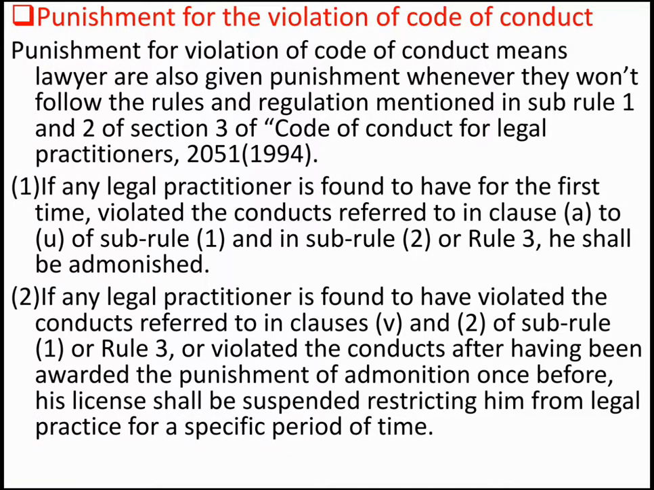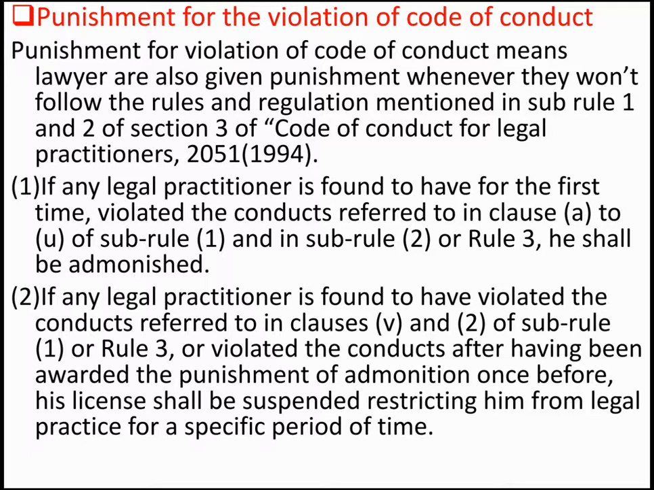Now, if they violate it, what is the punishment for violation of the code of conduct? Punishment for the violation of code of conduct means a lawyer is also given punishment whenever they don't follow the rules and regulations mentioned in sub rule 1 and 2 of section 3 of the Code of Conduct for Legal Practitioners, 2051. If any legal practitioner is found to have violated for the first time the conduct referred to in clause A to U of sub rule 1 and sub rule 2 or rule 3, he shall be admonished. Admonished means he should be given a warning the first time.